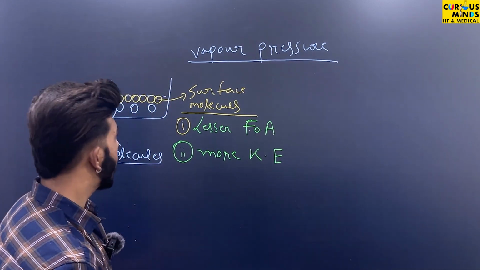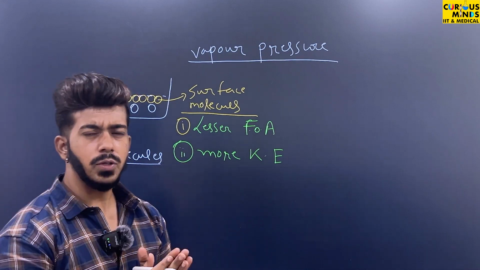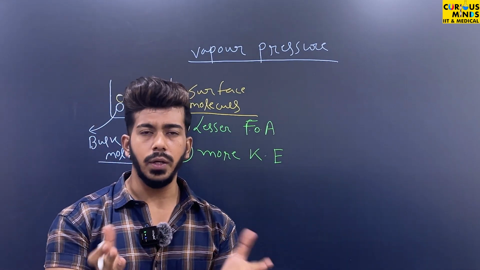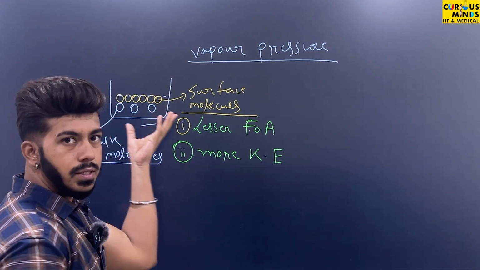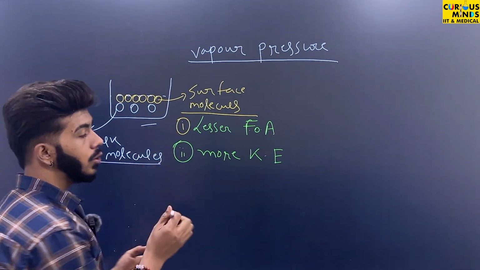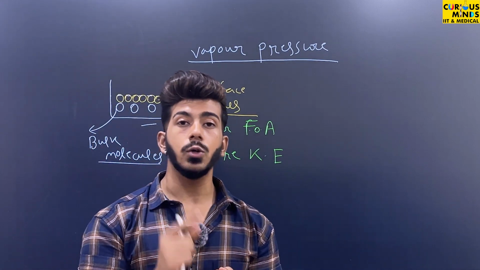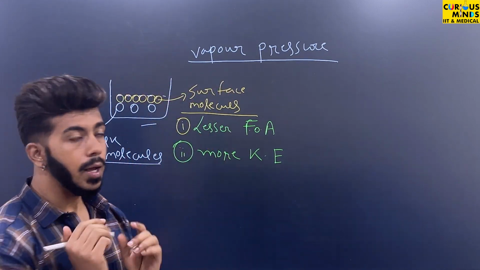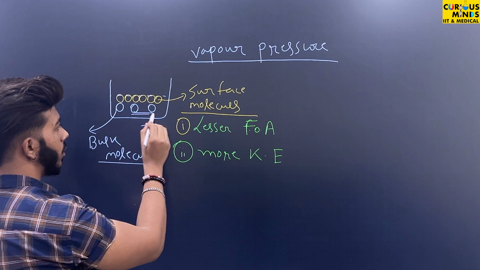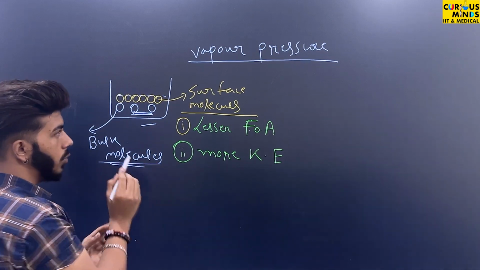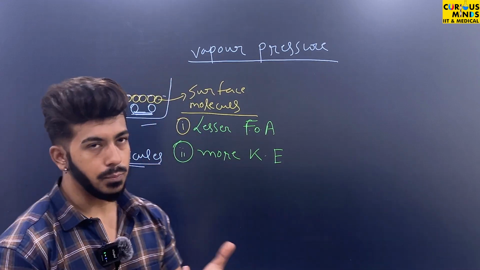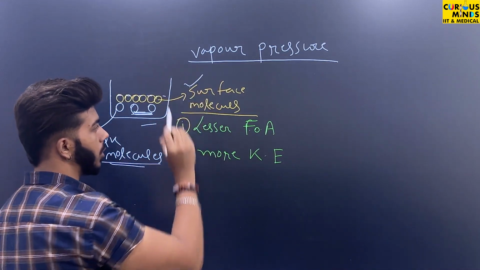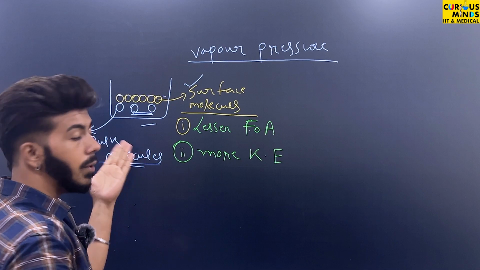Basically, when we look at a solution, or even any liquid inside a beaker, suppose I have taken a beaker and you can see some liquid is there. इसमें दो तरह के molecule होते हैं. Number one is called bulk molecule. Bulk molecule is inside the solution. And another type of molecule is surface molecule. तो ये होता है surface molecule, ये होता है bulk molecule.